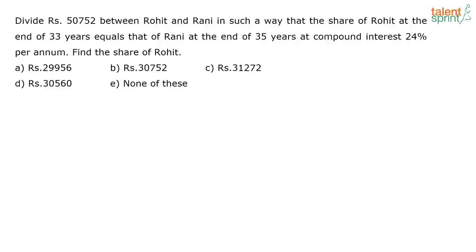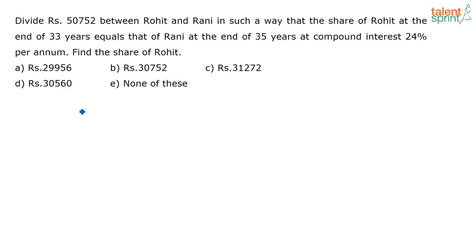Divide rupees 50752 between Rohit and Rani in such a way that the share of Rohit at the end of 33 years equals that of Rani at the end of 35 years at compound interest 24% per annum. Find the share of Rohit. What is given here? Yes, all of you are giving me the answer as 30752.